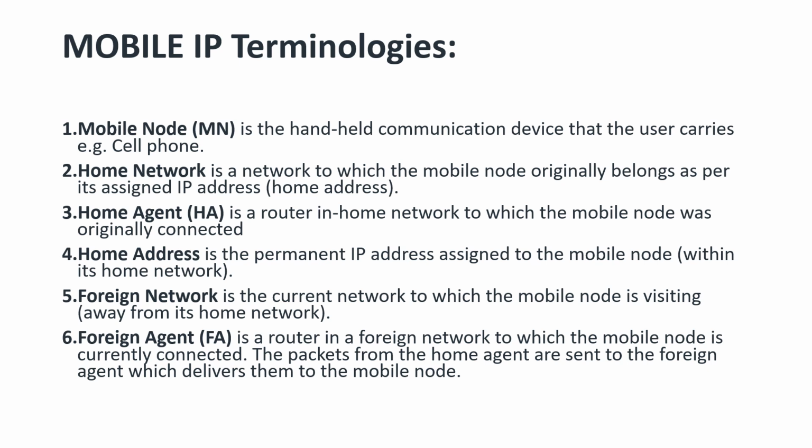And then we have the foreign network, which is the current network the mobile node is visiting. Normally, not always will our mobile node remain in the same home network, right? Depending upon requirements, the mobile node tends to move from the home network to a foreign network. So the foreign network is the network to which the mobile node is currently attached. Then the foreign agent. The foreign agent is similar to the home agent. It is a router present in the foreign network to which the mobile node is currently connected. The packets from the home agent are sent to the foreign agent, which delivers them to the mobile node.